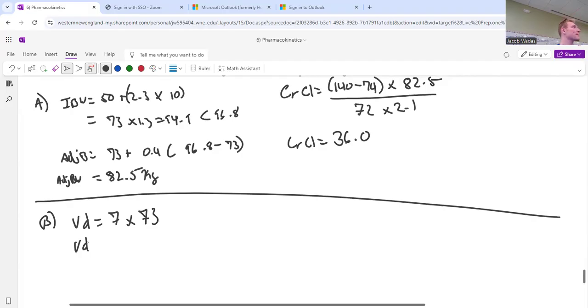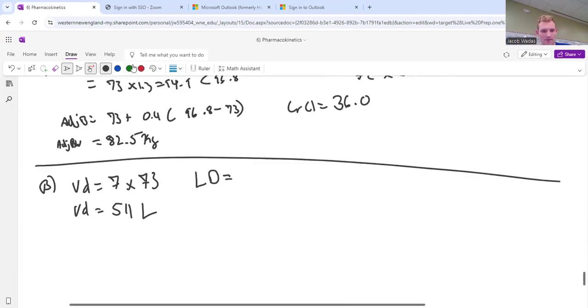You guys get 511? What's the unit on that? Liters. Okay, now we can find the loading dose. Convert to mLs. Yep, so when doing loading dose, we do our C peak desired, which in this case is 1.5.